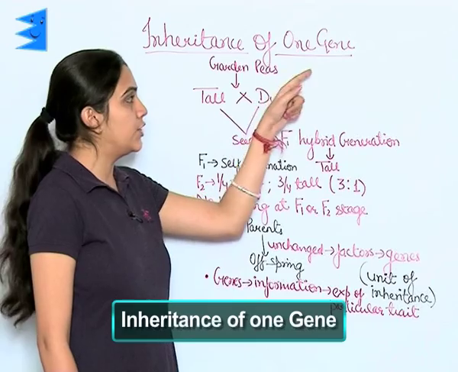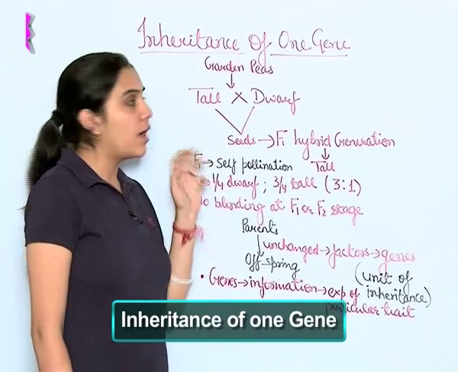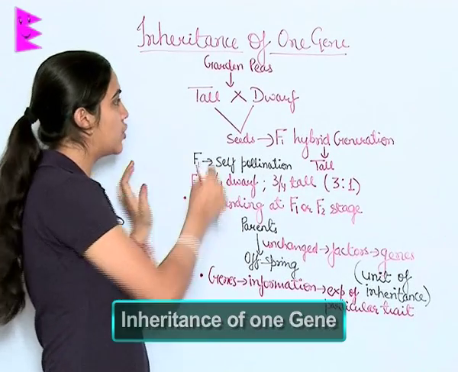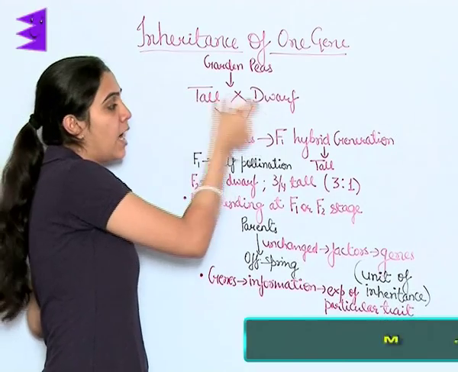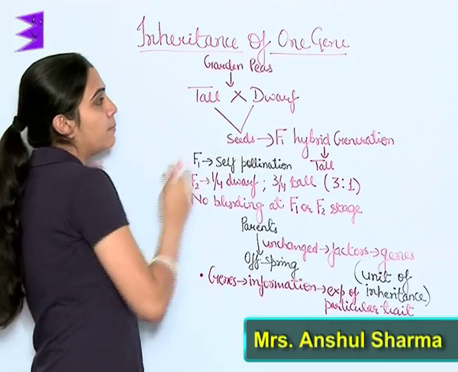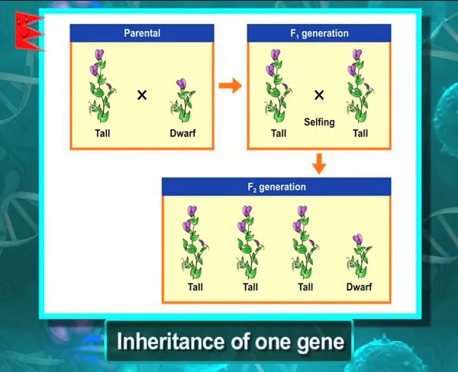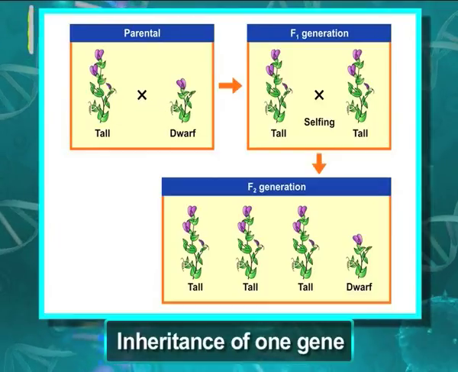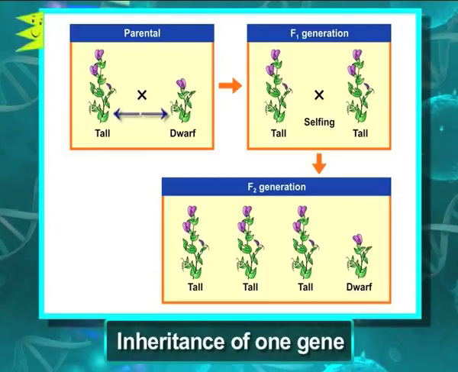Inheritance of one gene. To understand this, let us take the example of a hybridization experiment in which garden peas having contrasting traits, that is tall and dwarf, are crossed. Mendel carried out this experiment. He crossed two plants, one having the tall trait and the other dwarf, and then he collected the seeds.